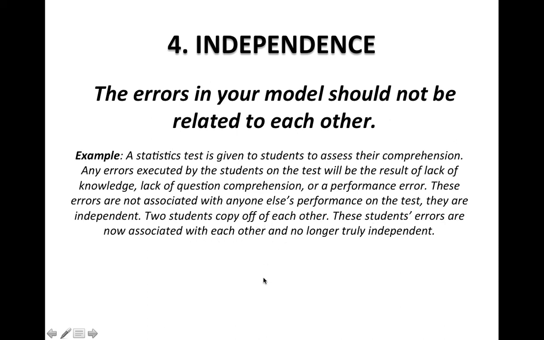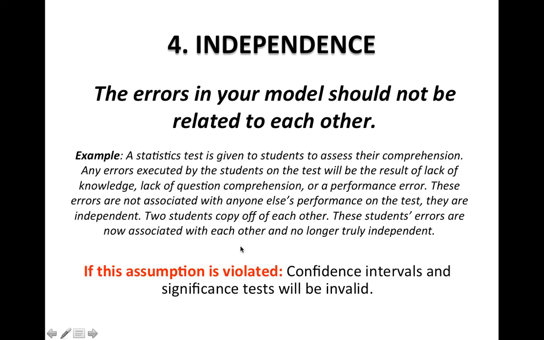These errors are not associated with anyone else's performance on the test. They are independent. So let's say that two students copy off of each other. These students' errors are now associated with each other and are no longer truly independent. So it means that the likelihood of one of those two students committing an error was no longer just related to their own knowledge or their question comprehension or their performance, but it was also related to the other student committing an error.